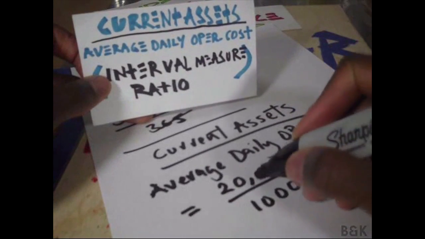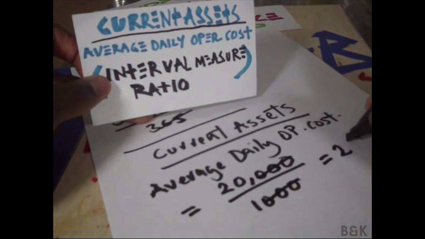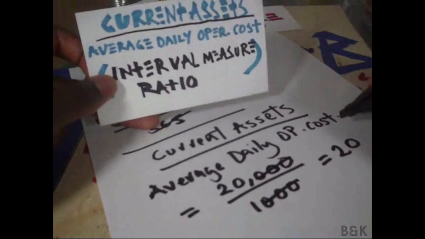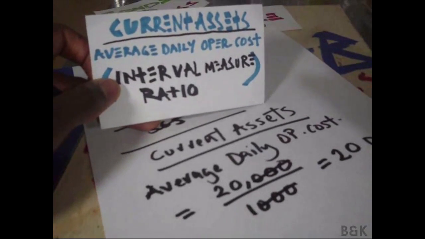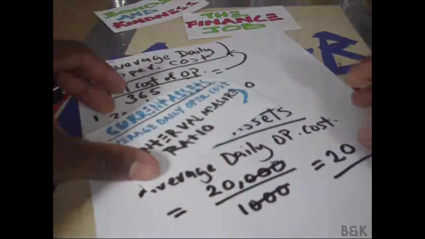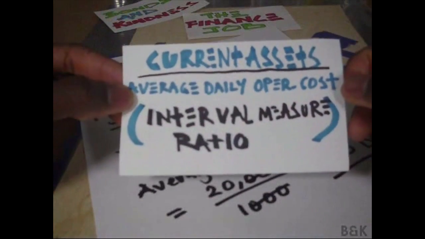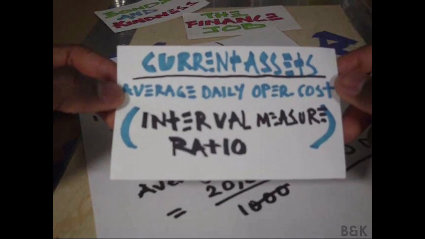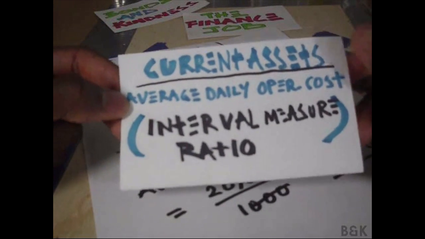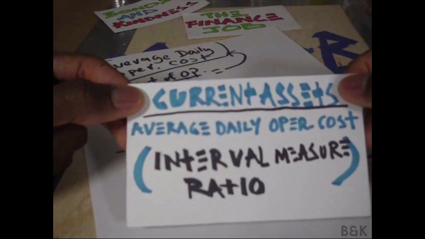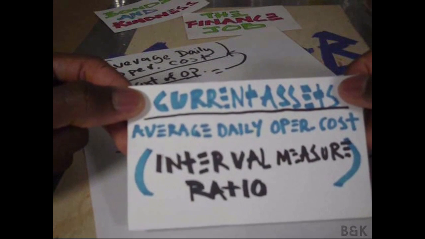So guess what? We're only going to be able to last, take out my zeros, only 20 days. That's it. If the buck stops right now and we can't keep paying our bills, we have 20 days to survive. I would like to write down the word days. That's how you calculate it. I call it the survival measure ratio, but everyone else calls it the interval measure ratio. How long can our current assets keep us afloat if we were not able to bring in another dollar of sales?